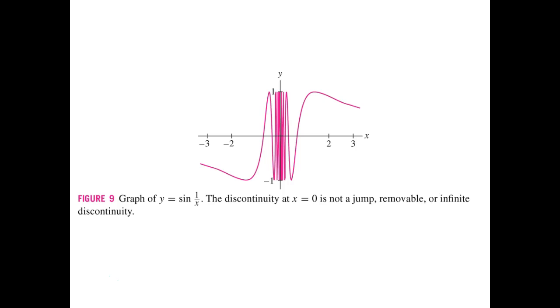And indeed it does. As x gets closer and closer to 0, sine goes faster and faster up and down between plus and minus 1, but never reaches some limit. This discontinuity, x equals 0, is not a jump discontinuity, not a removable discontinuity, not an infinite discontinuity. It's a none of the above. It's just discontinuous because the argument of the sine is an infinite function as x goes close to 0. So that would be a neither.